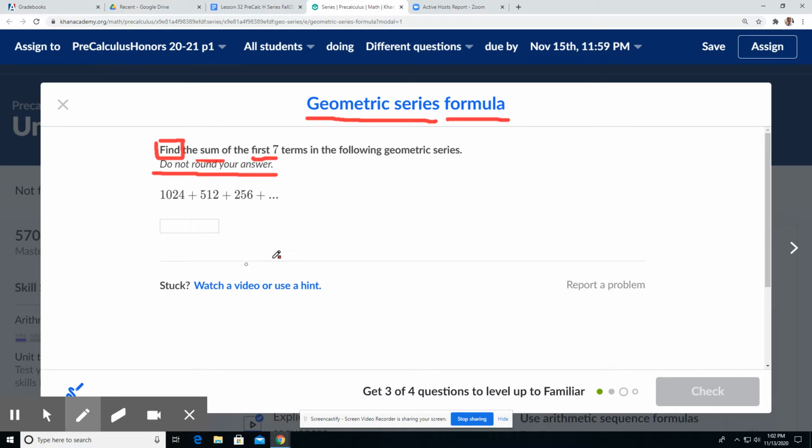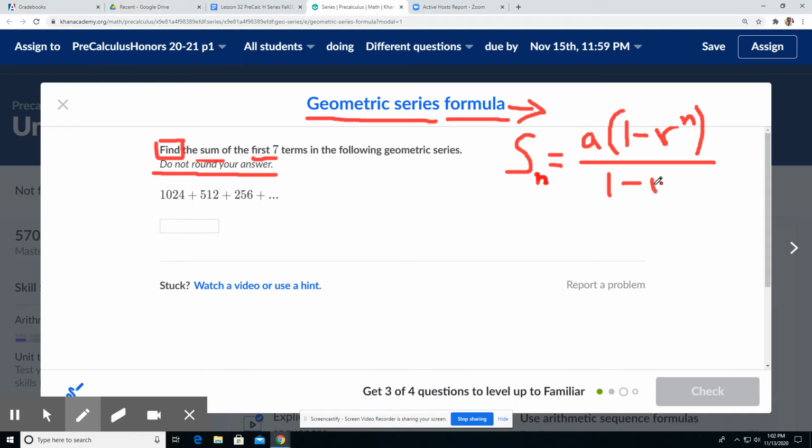All right, let's make sure we practice trying to memorize the formula for a geometric series. The sum of the first n terms is equal to the first term, and we use the variable a, times 1 minus the common ratio, or I like to call it a multiplier, to the power of n, where n is how many terms we're talking about, divided by 1 minus our common ratio.